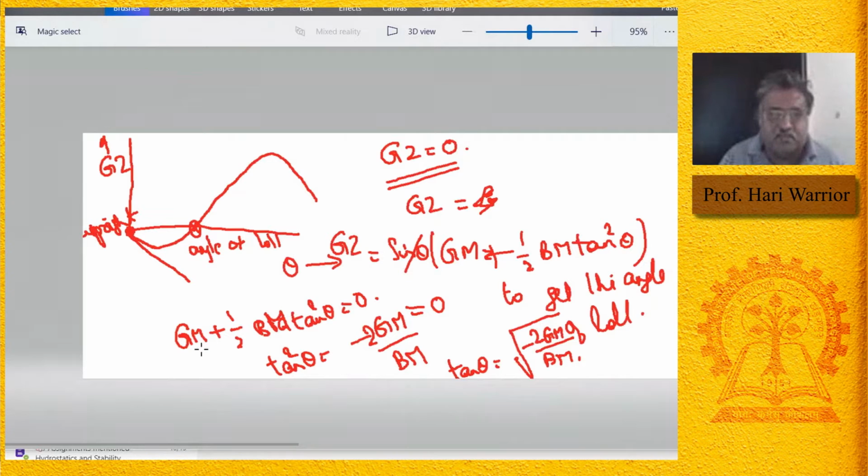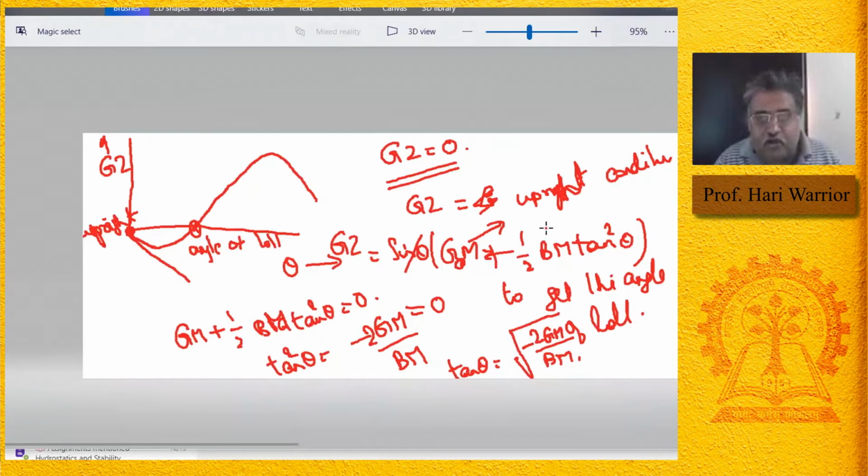This GM is GM0. It is G0M actually, so let's write it as G0M. Remember, there are two GMs for a lolling ship. There is a GM0 or G0M, which is the GM at the upright condition. And when the ship is inclined at the angle of loll, there is again a GM, which we usually call GM loll. That GM loll can be got by putting a tangent here.